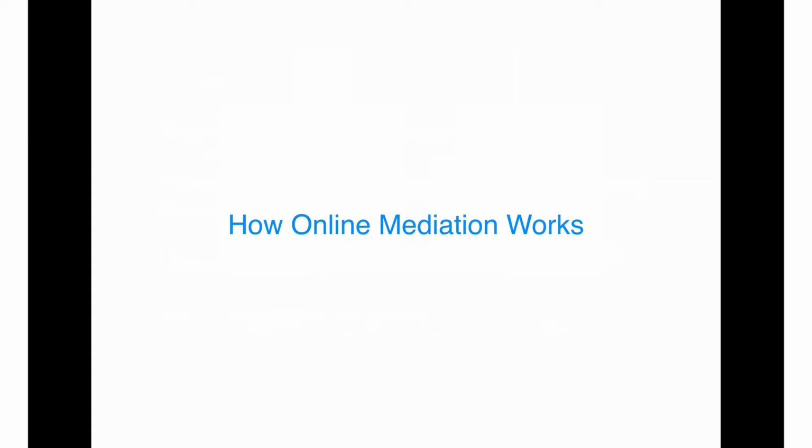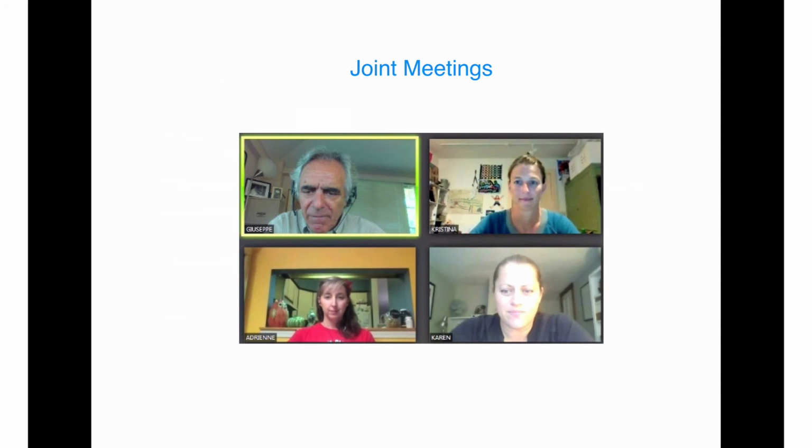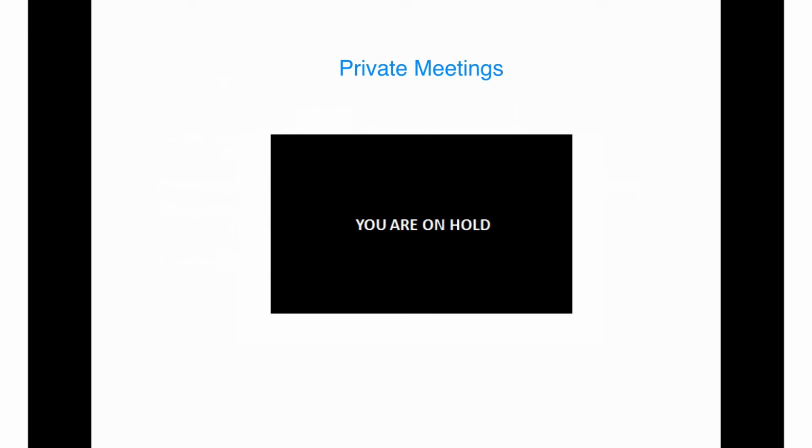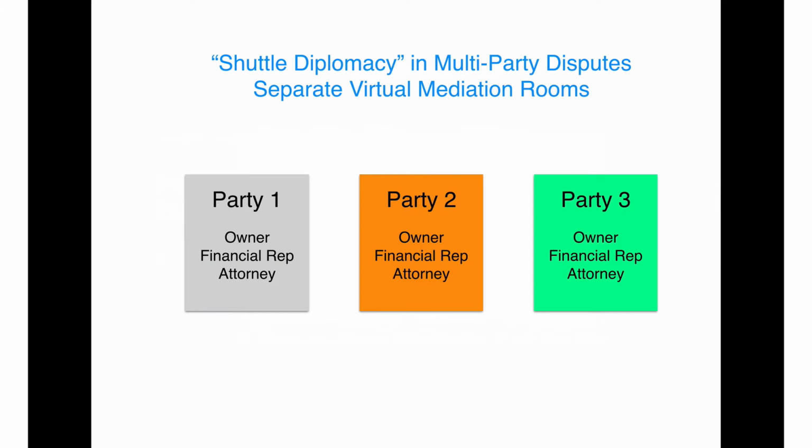Let's see how online mediation works. Of course, we can have joint meetings with all parties. We can also have private meetings, and it's very easy to put people on hold so they cannot hear or see what you're doing during a private meeting with the other party. We can also have separate virtual mediation rooms so that we can do shuttle diplomacy in multi-party disputes.